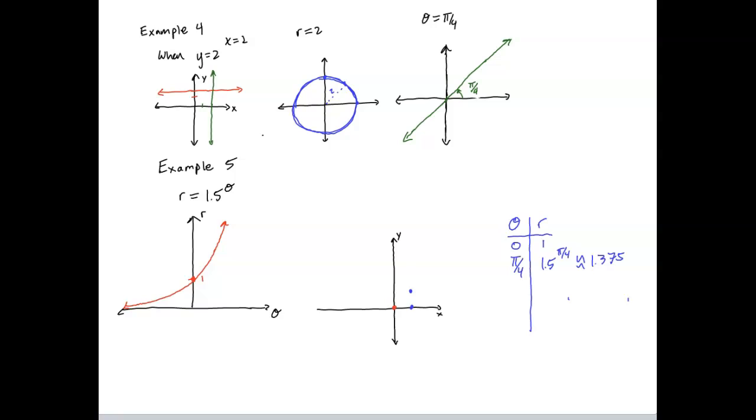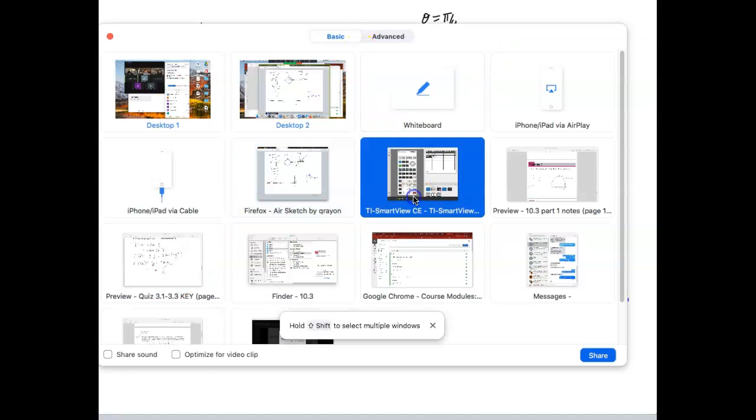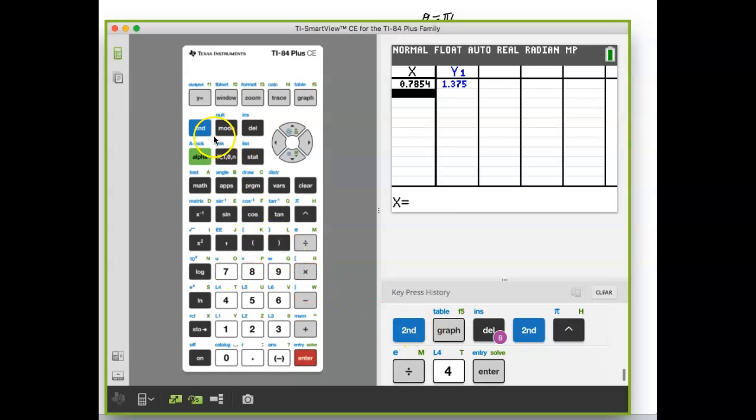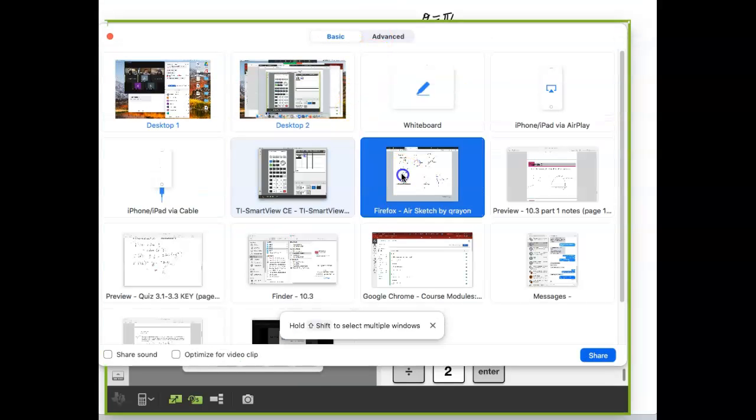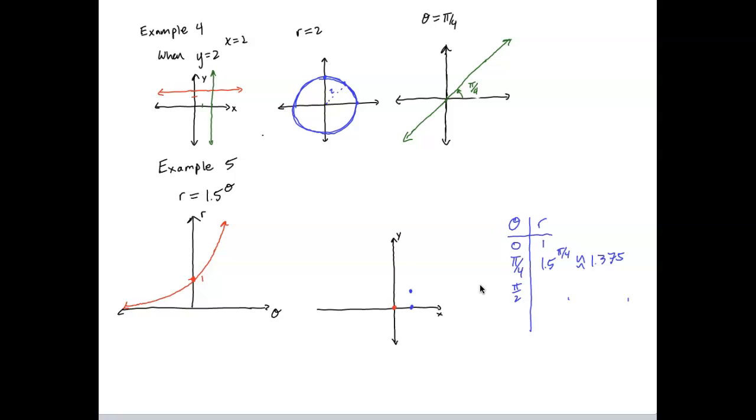All right, what about at pi over 2? 1.89, so even further. So at angle pi over 2, my function needs to be even bigger. So you can get an idea about what's going on, right? My curve is starting like this, and then as we rotate through the angle, the radius gets larger.